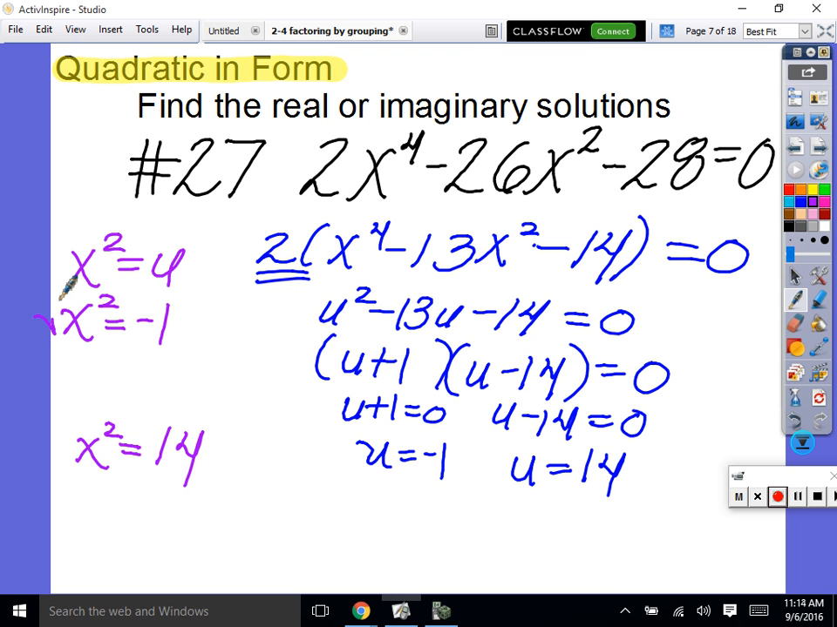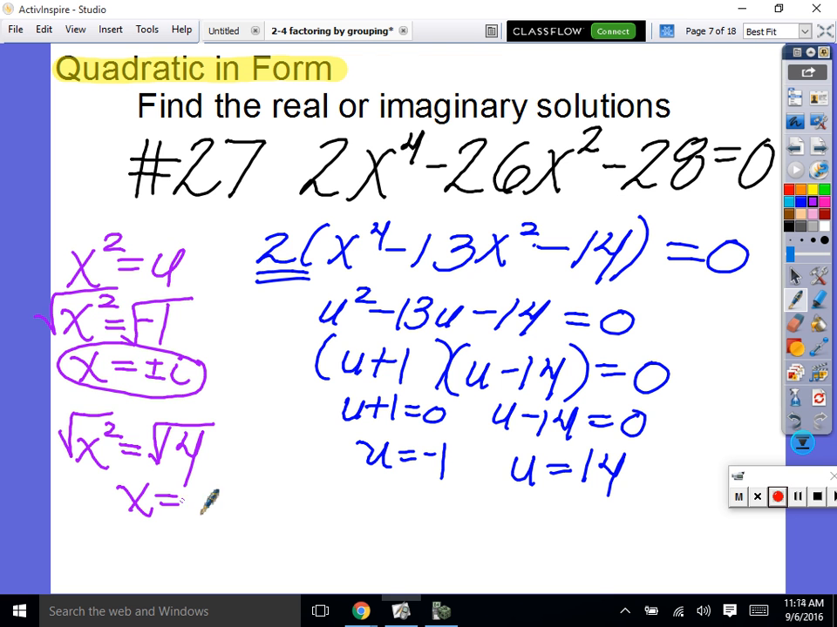Square root both sides of the equation. So x is equal to plus or minus i, right? So this one had 2 imaginary solutions, so it's not going to cross the x-axis in those 2 places. And then square root both sides. X is equal to plus and minus the square root of 14, which does not simplify. So this quartic has 4 solutions, but it's only going to cross the x-axis in 2 places. The other 2 will be floating up in the air, not ever crossing the x-axis.